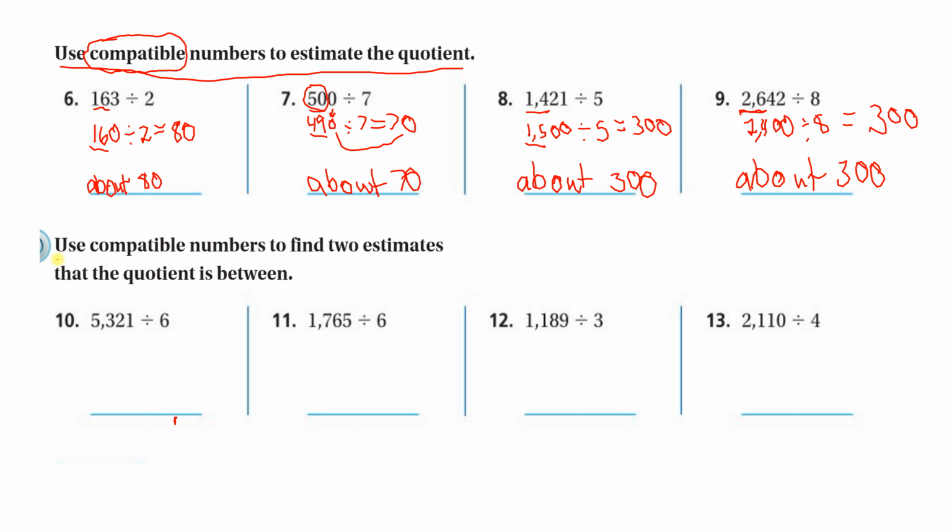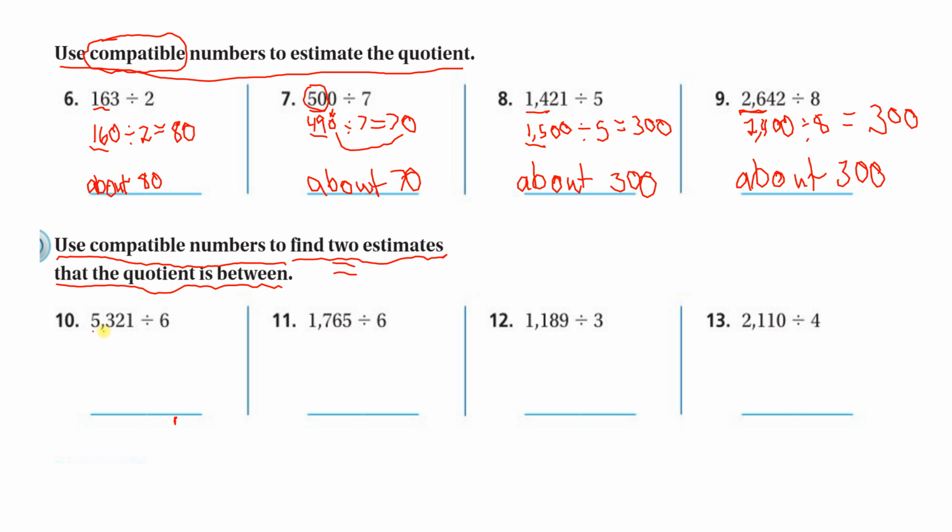All right, 10, 11, 12, and 13. This has a little bit different instructions, so make sure you read the directions carefully. It says use compatible numbers, which we did up here, so that's not different, but then to find two estimates that the quotient is between, or that the answer will be between. So this is like we were doing in the last video where we had a low estimate and a high estimate. So it's basically the same process that we were using on 6, 7, 8, and 9, but now we're going to go a high and a low.